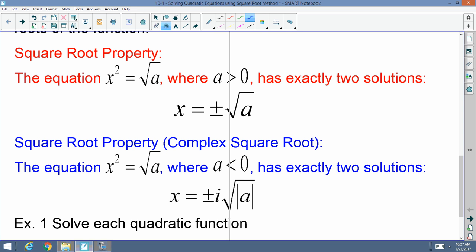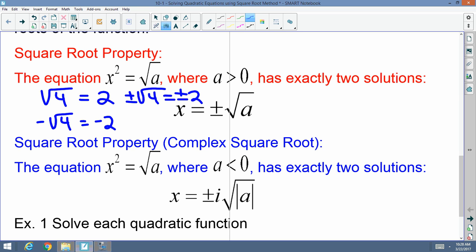What am I talking about? If I told you guys evaluate the square root of 4, well, that's 2. If I told you guys evaluate the negative square root of 4, that'd be -2. If I tell you guys evaluate the plus or minus square root of 4, it'd be plus or minus 2. Whenever I tell you to evaluate, you evaluate depending on the sign of the coefficient.